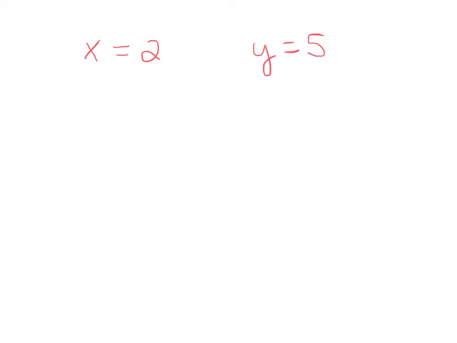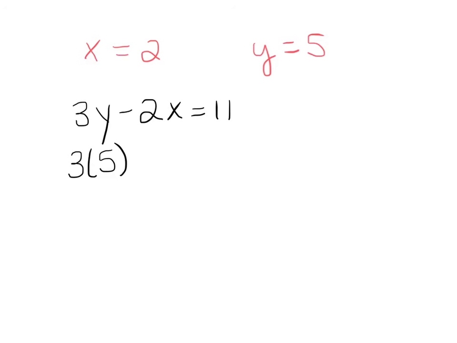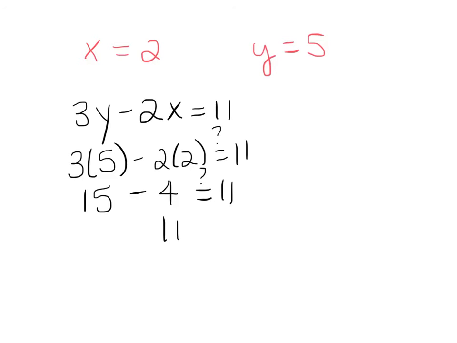Now, even though we've gotten answers for x and y, we have to check these. So let's check them in the other equation that we did not use. So 3y minus 2x equals 11. So 3 times 5 minus 2 times 2 equals 11. And we're going to put a little question mark because we don't know if that's true yet or not. So 3 times 5, that's 15, minus 4. Does that equal 11? Well, 11 equals 11, so we get a little check mark. So we know that this coordinate, 2, 5, is going to work.